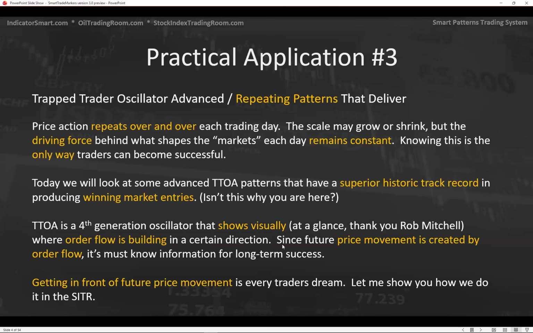Now, this is the most important sentence I'll ever share with you. Since future price movement is created by order flow, this is a must know for you to be successful long term. It's not a want to, it's a have to. Getting in front of future price movement is every trader's dream. And I'm going to show you how we do it in our room.